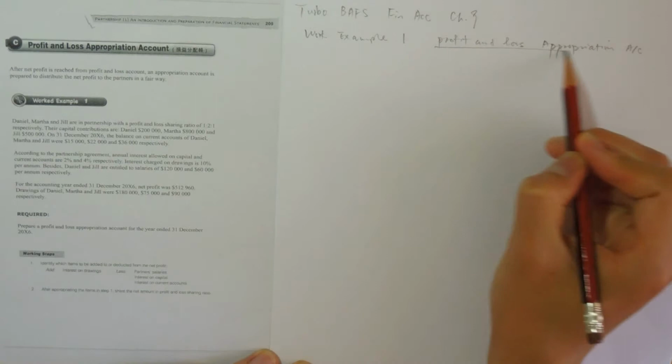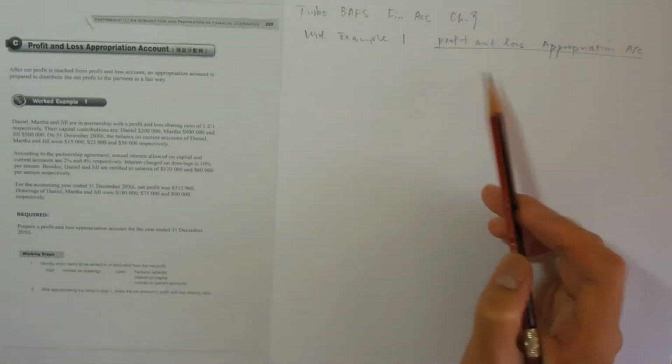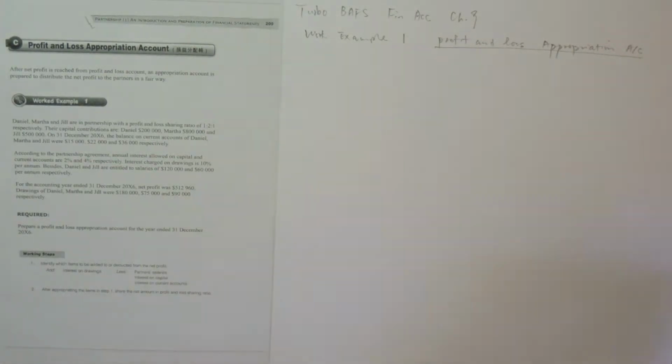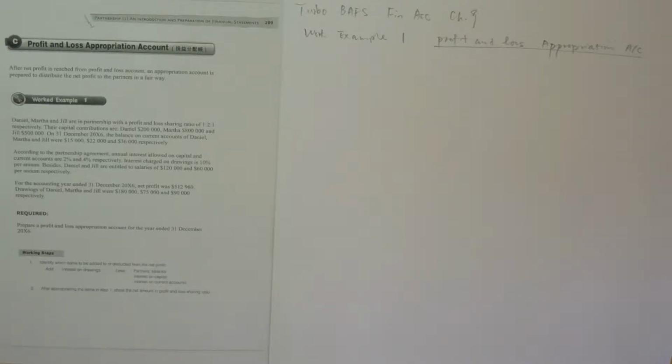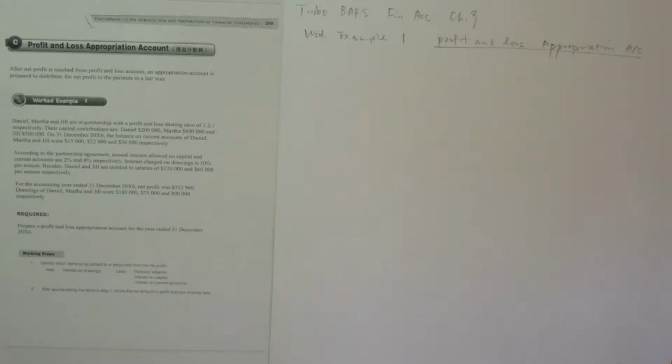account. So we need to know what is the profit and loss appropriation account. That means in a partnership, after all the partners have contributed all the capitals, and then they do the business, and then they have the net profit. So they need to deduct some of the profit and loss that should be shared by the partners, and then they will need to prepare this profit and loss appropriation account. So let's see how we do the profit and loss appropriation account.